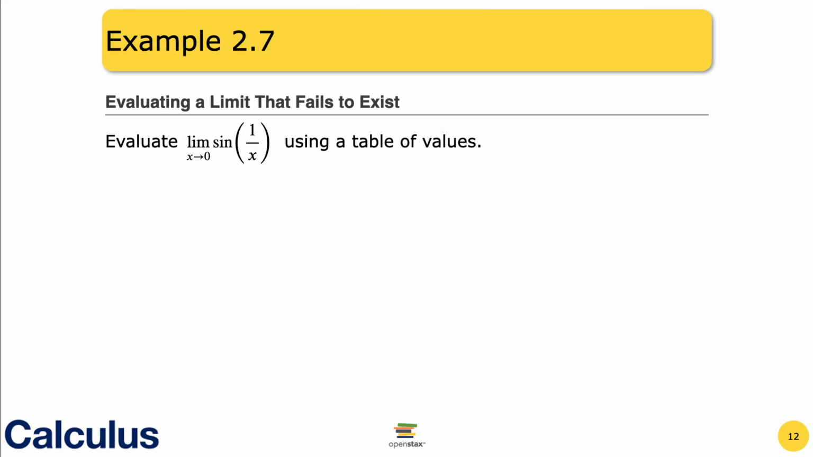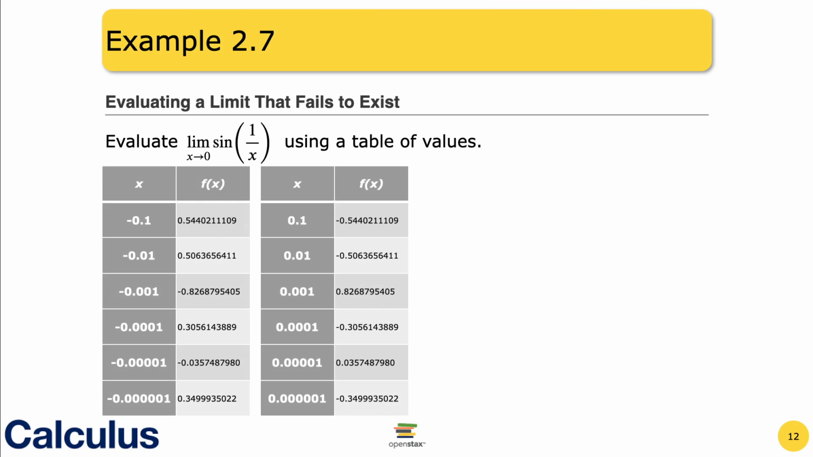Example 2.7. Evaluate a limit that fails to exist. Evaluate the limit as x approaches 0 of sine of 1 over x using a table of values. Here we see the table of values with x values extremely close to 0 but not equal to 0. On the left, the values oscillate, or switch back and forth between positive and negative values, and never seem to converge upon a particular value.